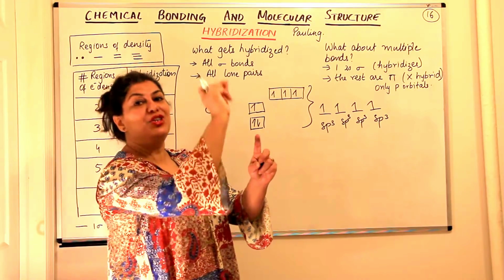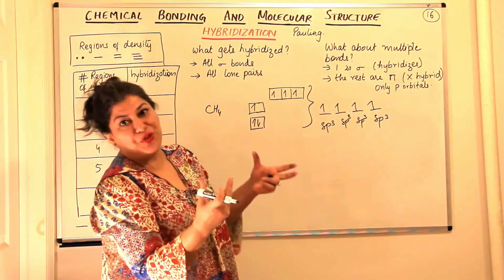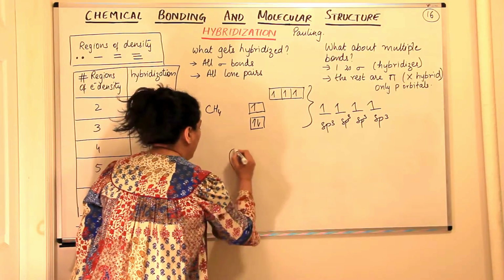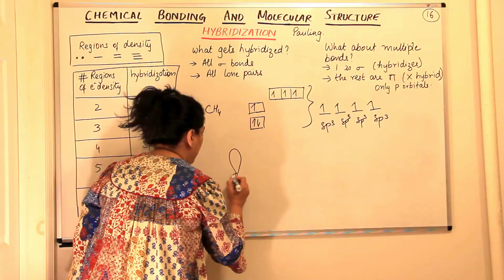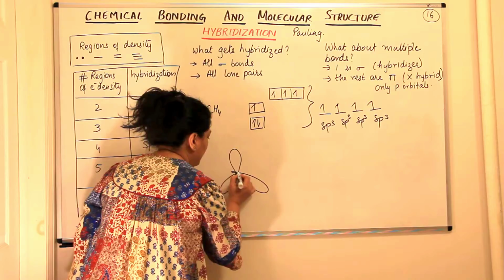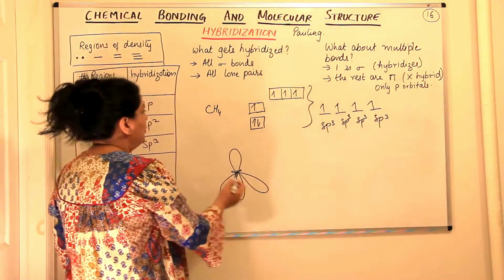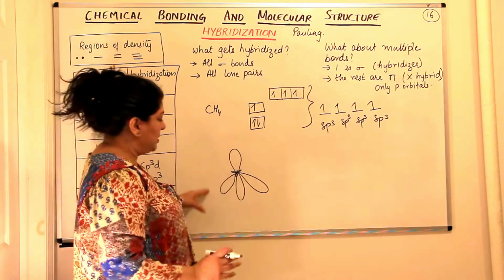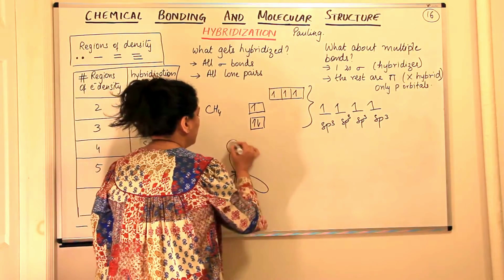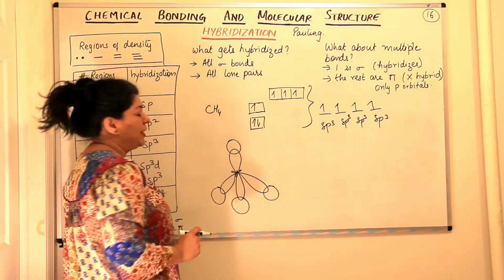A dumbbell with a large lobe, which is due to the p character, and a small lobe, which is due to the s character. And now you have these 1, 2, 3 and 4, and you can make the smaller lobes opposite it. So this is carbon, and these orbitals are now directed along the 4 corners of a tetrahedron, and the 4 hydrogens have s orbitals.